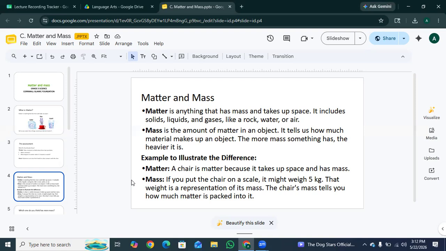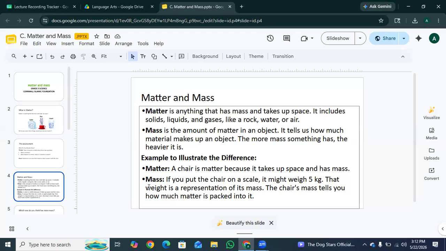And mass. Mass is the amount of matter in an object. It tells us how much material makes up an object. The more mass something has, the heavier it is. Okay? In simple words, it is how much stuff is inside that object. It tells us how heavy or packed the object is. More mass means that it feels heavier. And we mostly measure it in kilograms or grams.